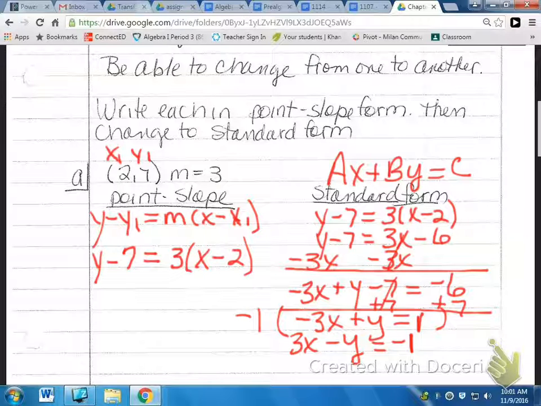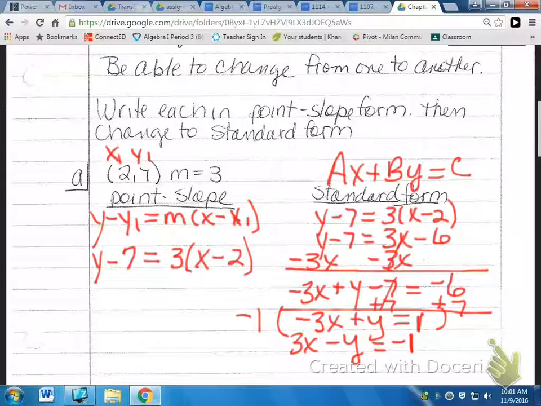Second rule, a, b, and c have to be integers, are they? Yes. Next rule, a, b, and c cannot have fractions. They can't have a greatest common factor other than 1. Do they? No. What is A? 3. What's B? Negative 1. What's C? Negative 1.